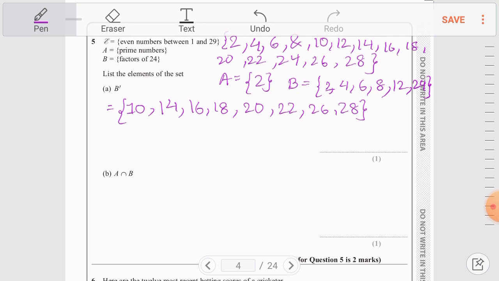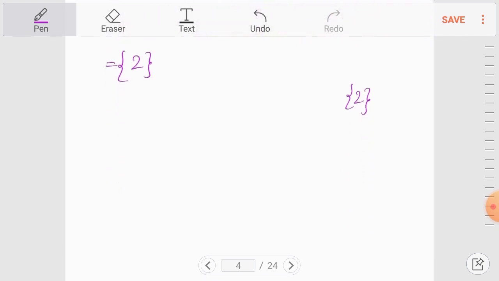Part B is A intersect B. It wants you to find the elements that are common between both A and B. We can already see that it will only be 2, because A has only one element, that is 2, and 2 is also common in B. So A intersect B is just 2. So part B answer is just 2. This was the end of question number 5.